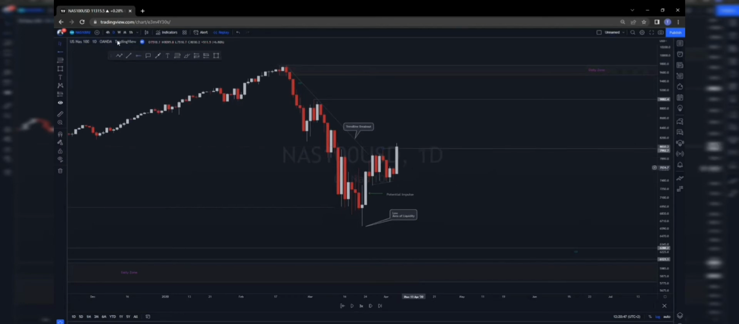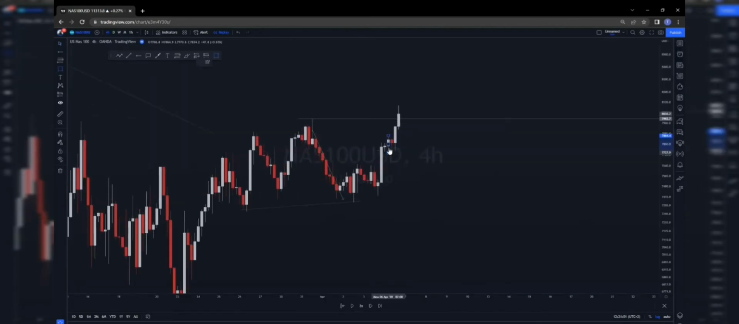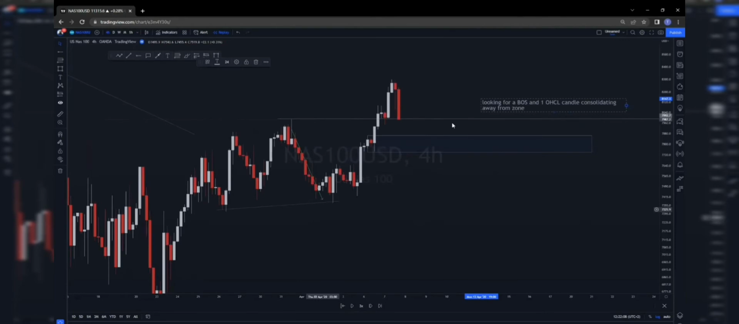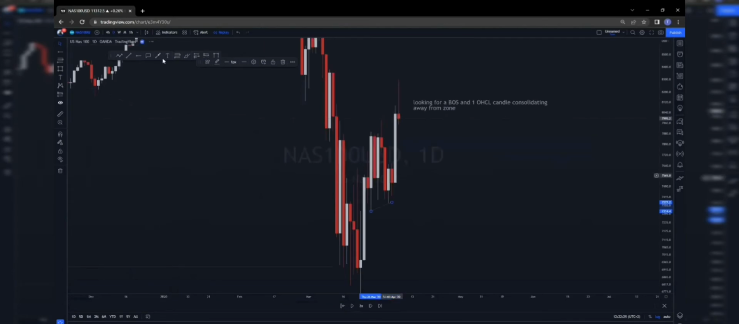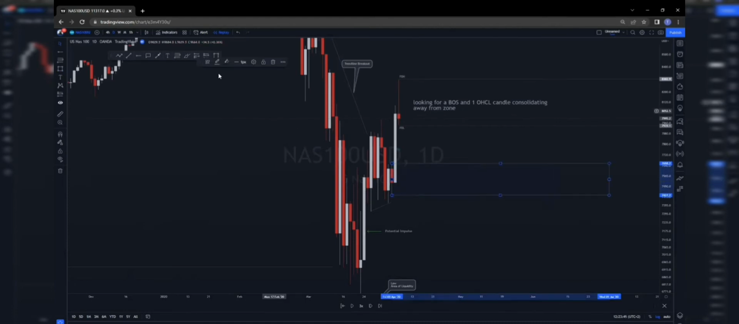All right. So now on the 4-hour, what are we looking for? I'm looking for a break of structure and a consolidation away from the zone. If it's like this, I'm expecting the market to take out this liquidity, filling this gap, and then we have the zone over here, which is confirmed. And why is it confirmed? Because it broke through an opposing zone, which is this one.